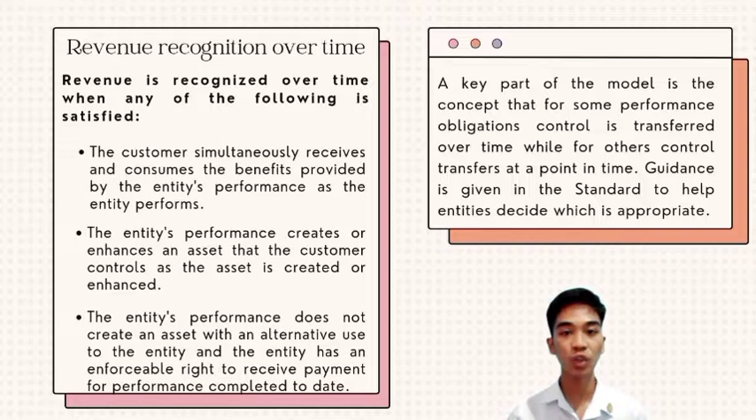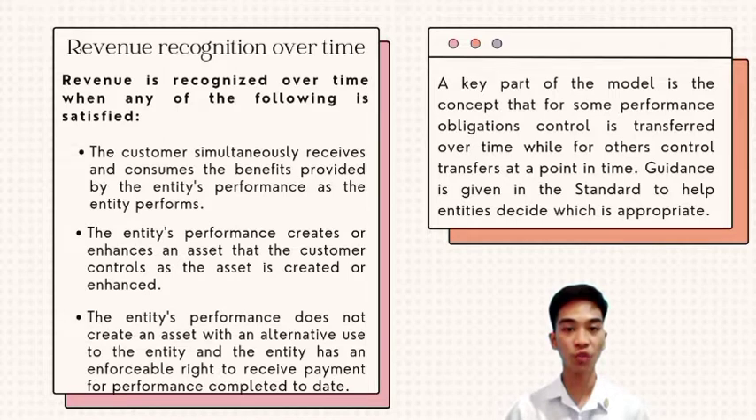The other way of satisfying a performance obligation is over time. So, in this case, the revenue is recognized over time too. It means that you would need to recognize revenue gradually over the contract period and not as a single amount when the contract is completed.